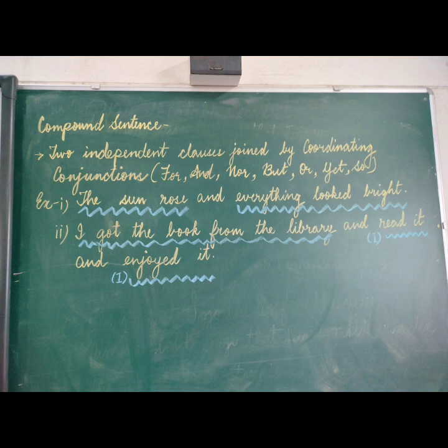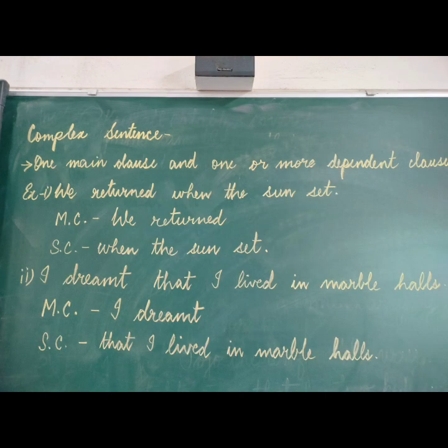Okay, now the next type of sentence that we are going to study is the complex sentence. So what is a complex sentence? A complex sentence has one main clause and one or more dependent clauses. Dependent clause को और क्या बोलते हैं? Subordinate clause. ठीक है? So a complex sentence will have only one main clause and it will have one or more than one dependent clause. The dependent clause will be dependent on the main clause.